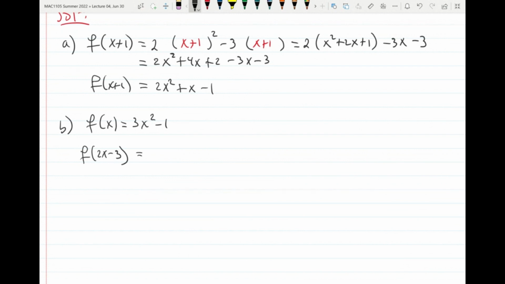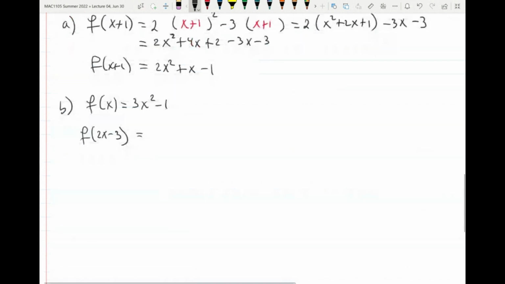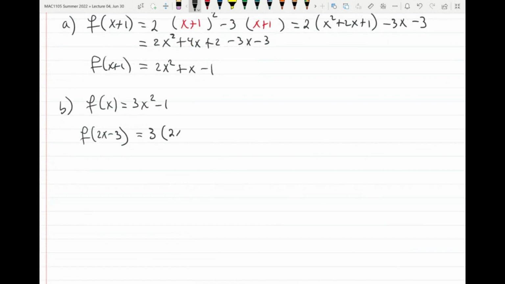Okay, so who can tell me what do I write? And don't give me the answer. Tell me what should I write here? 3 parentheses 2x minus 3 parentheses squared minus 1. Does everybody understand this? This is the first step. Does everybody understand this? Okay? All right, good. And after this, it's just simplifying.